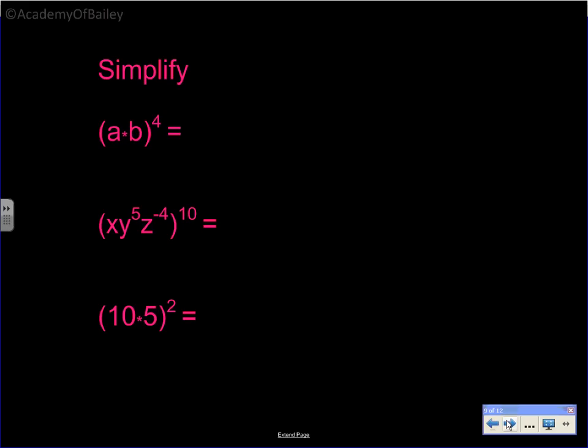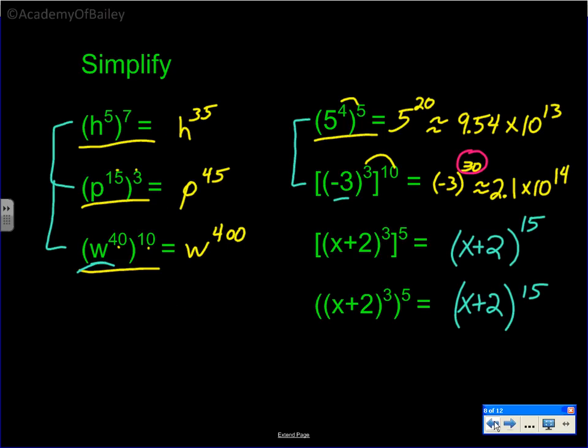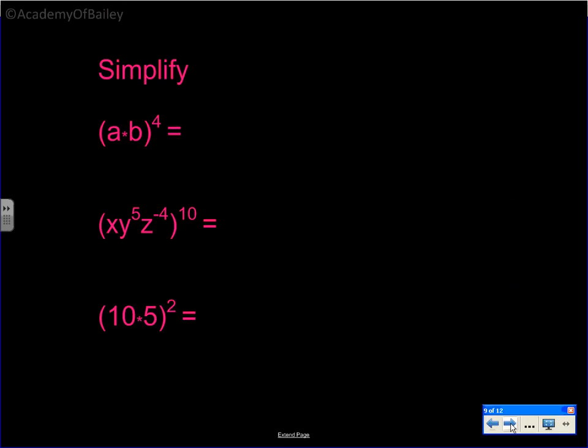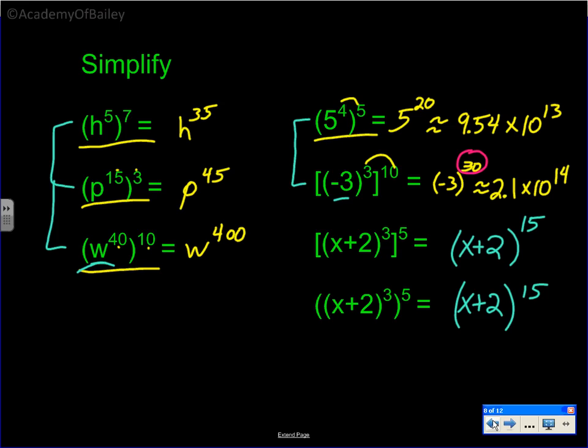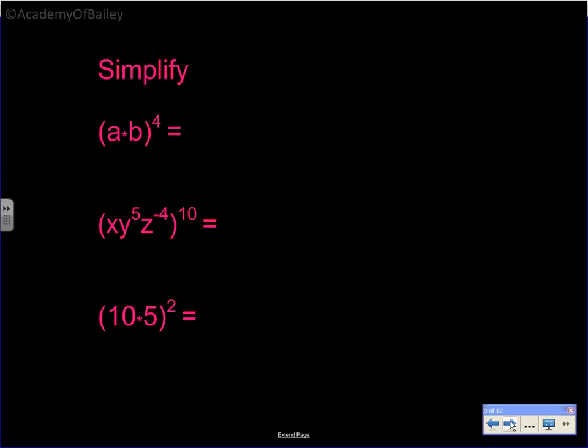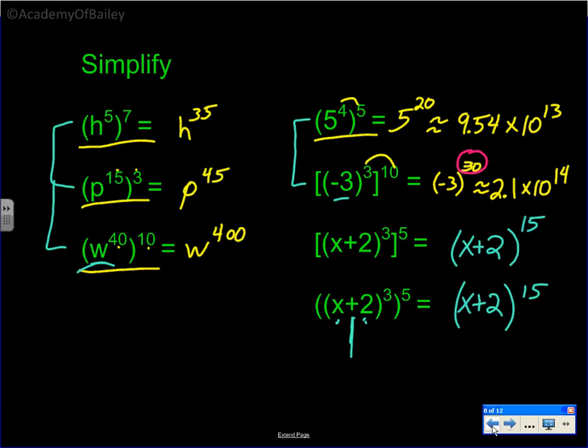Whoa, what is this? This doesn't look like these problems here. There's only one variable or one number in there. Now there are numerous. If we look here, this one had x and 2 separated with the plus sign. This one here has 10 and 5 separated with the multiplication sign. If it's separated with the multiplication sign, we can do this next property. If it's separated with the plus sign, you cannot do this next property. This is your solution here.